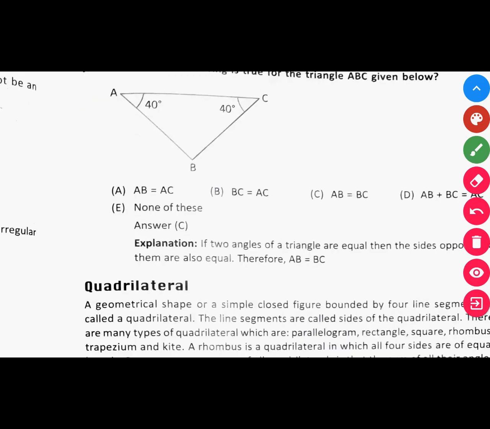Now the next one is quadrilateral. Quadri means four. The figure which is formed of four line segments, means square, rectangle, regular, irregular, everything is included in the quadrilateral. But quadrilateral and circle we will learn in the next class.